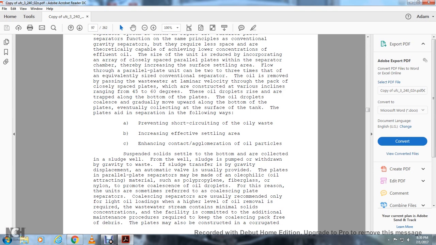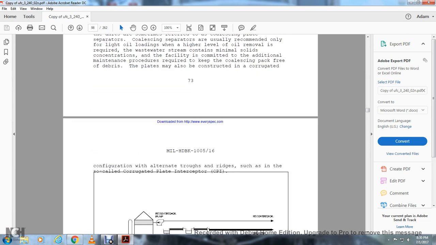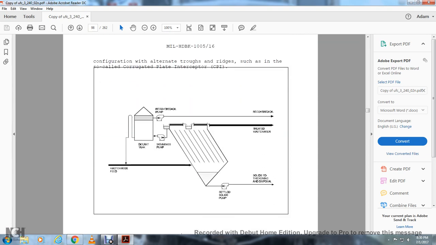Coalescing separators are usually recommended only on light oil loadings, where a higher level of oil removal is required, the wastewater stream contains minimal solids concentration, and the facility is committed to the additional maintenance procedures required to keep the coalescing pack free of debris. The plates may also be constructed with a corrugated configuration with alternate troughs and ridges, such as the so-called corrugated plate interceptor (CPI).